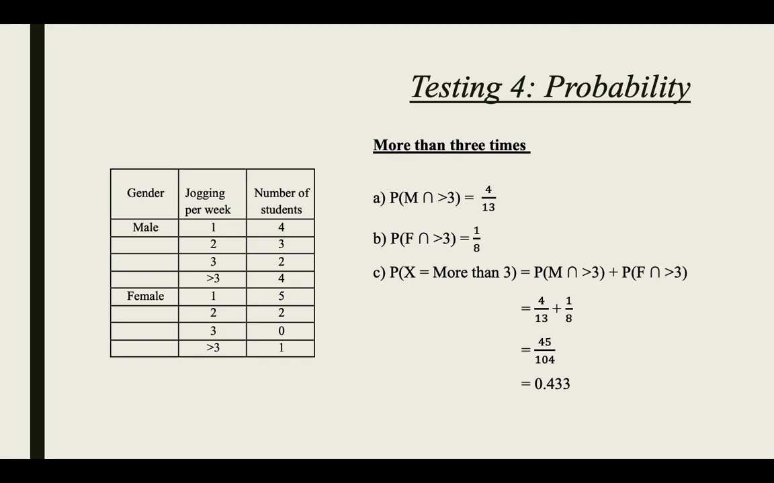So we have the probability for male, which is jogging more than 3 times a week. We have 4/13, as 4 students jog more than 3 times a week, over the total number of male students. So for the probability for female jogging more than 3 times a week, we have 1/8, as only one student jogs more than 3 times a week, over the total number of female students. And we have the probability for male and female, and the total probability of students who jog more than 3 times a week is 0.433.